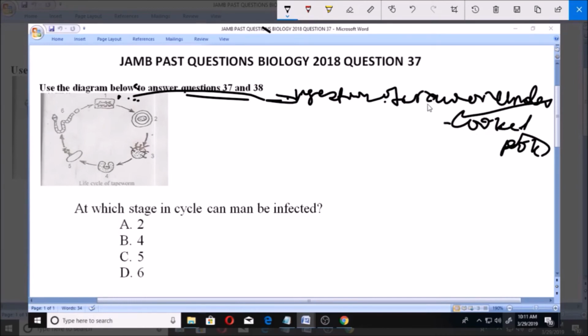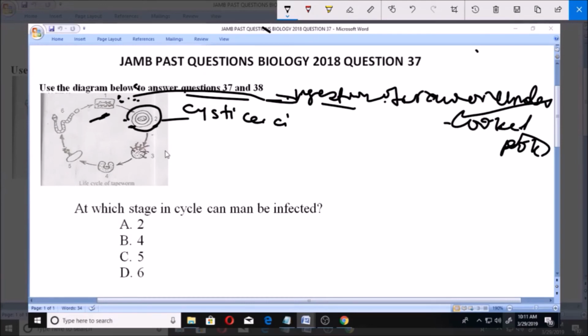then you will have these. So stage number 2 here is in the intestine, where the cysticerci mature into adults, attaching to the wall by their scolex. Let me write the spelling: cysticerci. So this is where it was ingested, and this is where it matures and attaches itself to the wall by the scolex.